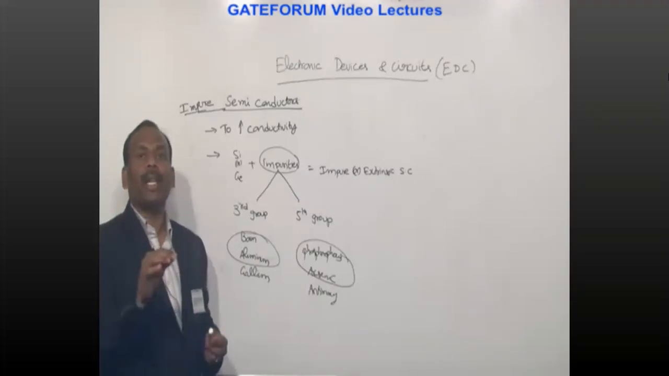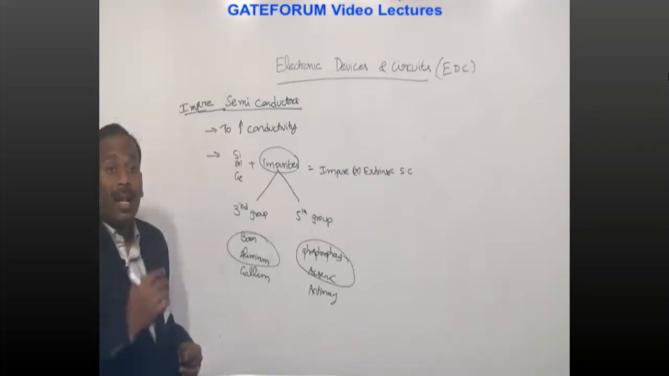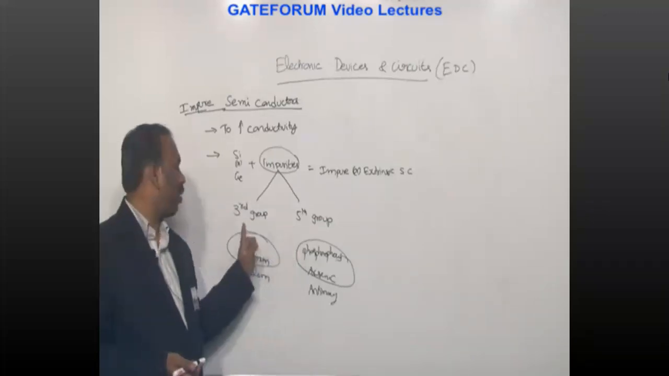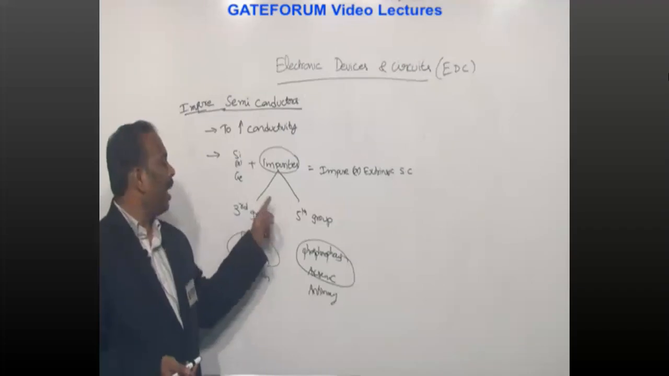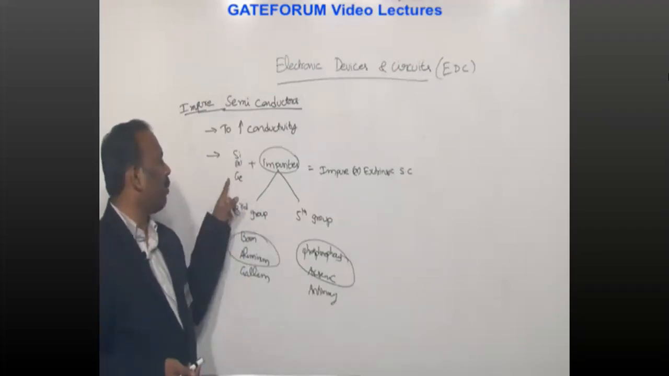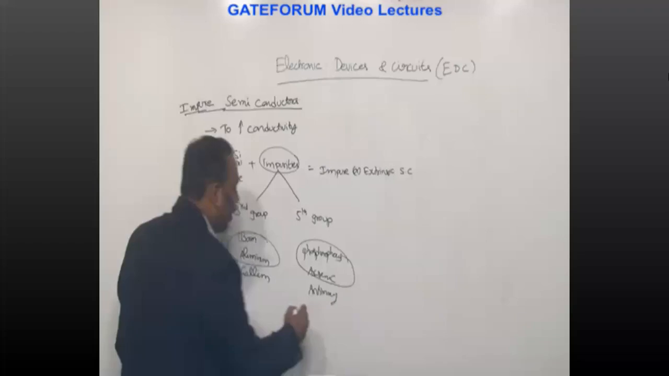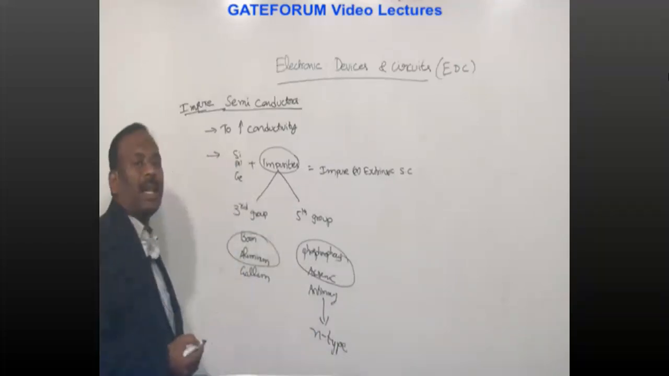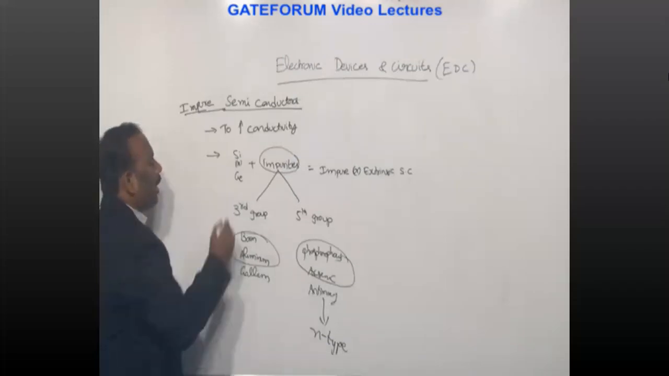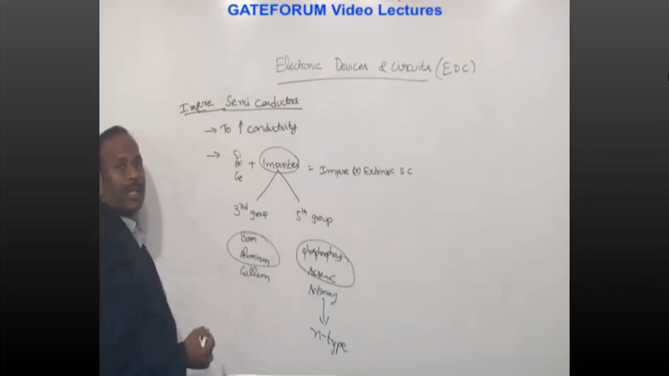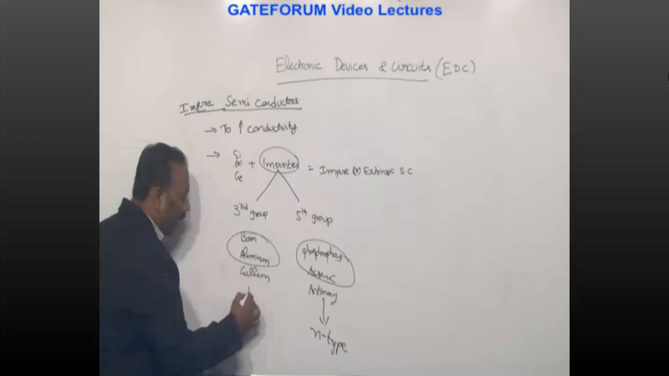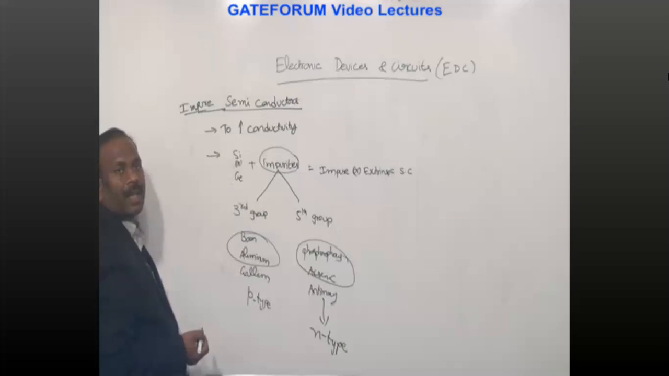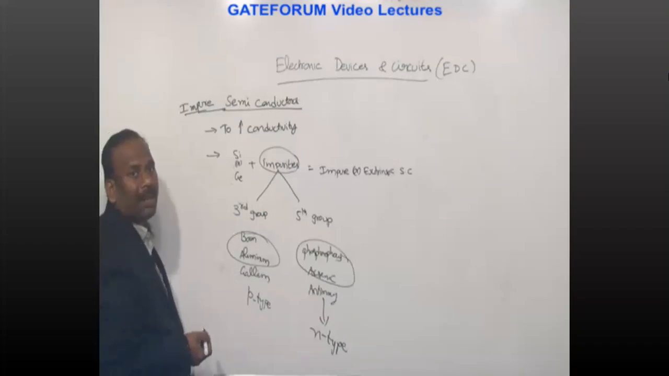What is the need for doping? To increase the conductivity. What impurities can be added? Either fifth group elements or third group elements. If you take silicon or germanium and add fifth group elements, the resulting semiconductor is called an n-type semiconductor. If you add third group elements, the resulting semiconductor is called a p-type semiconductor.